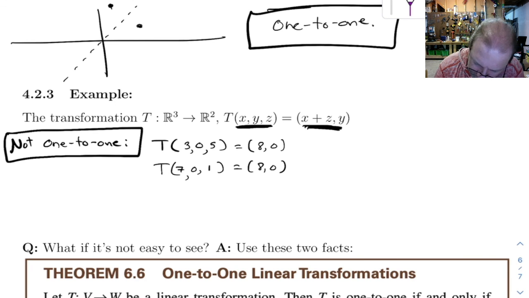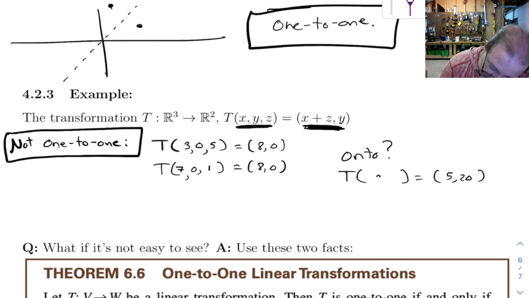Then what about, is it onto? Well, can we get anything we want here? If you wanted to find any random point, then definitely you could. Let's say I'm going to pick a random number, 5, 20. Okay, in order to get that, we'd put 20 in the middle. And then how can we get 5? Well, we just have to pick two numbers that add up to 5. So 4 and 1 is one particular thing. So yes, it is onto.